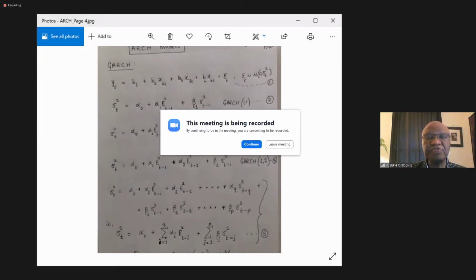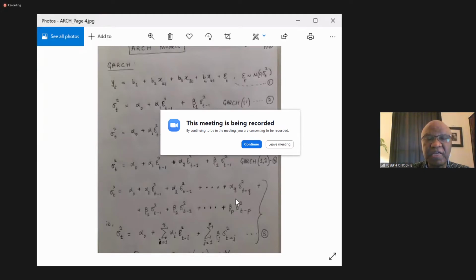This is a GARCH 2-2 because it has 2 lagged values of the error term itself and 2 lagged values of the variance of the error term. This is GARCH 1-2. I think this was the last thing I was saying last Thursday. It is 2 here because we have 2 of the error terms, and we have 1 lag of the variance term, that's why it's 1.